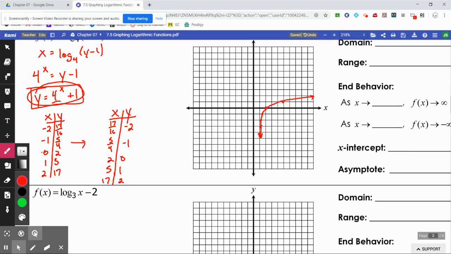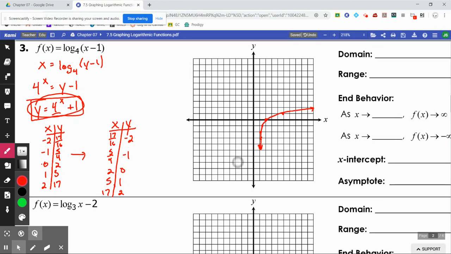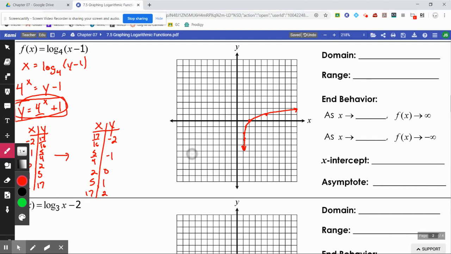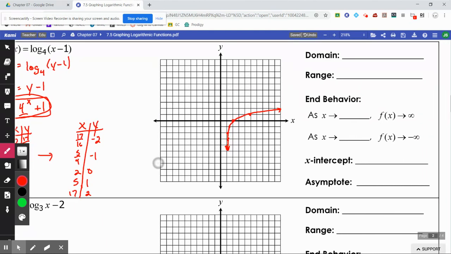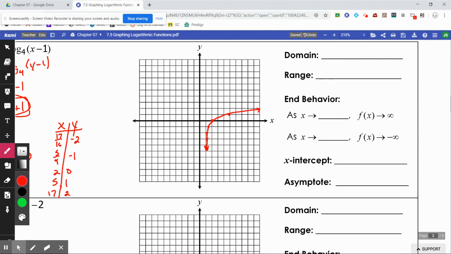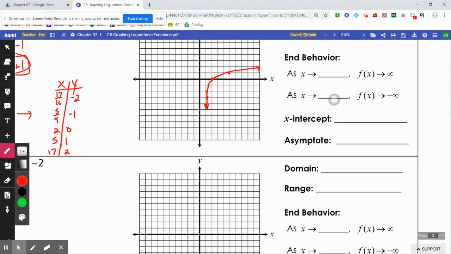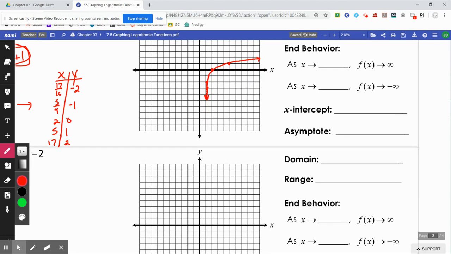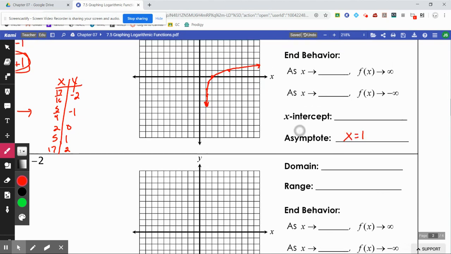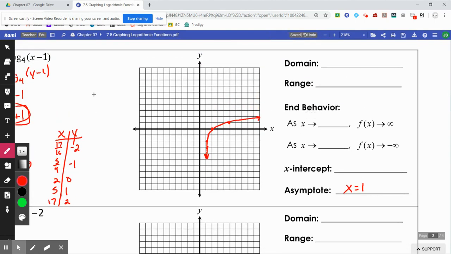Notice the transformation where my graph got shifted to the right one. That was because of the y minus 1 inside. However, that did affect my domain, because my asymptote line actually moved over to x equals 1. So therefore, my domain here is going to be 1 to infinity.